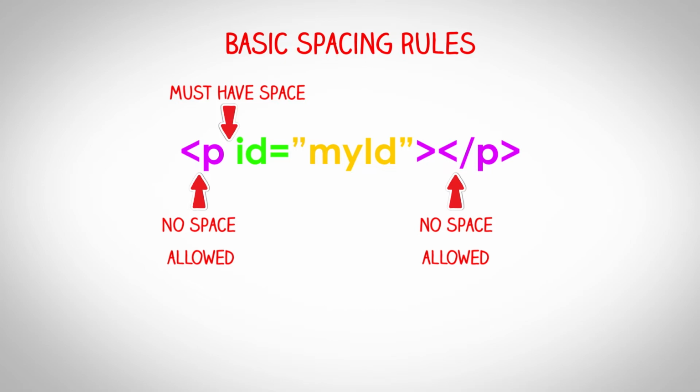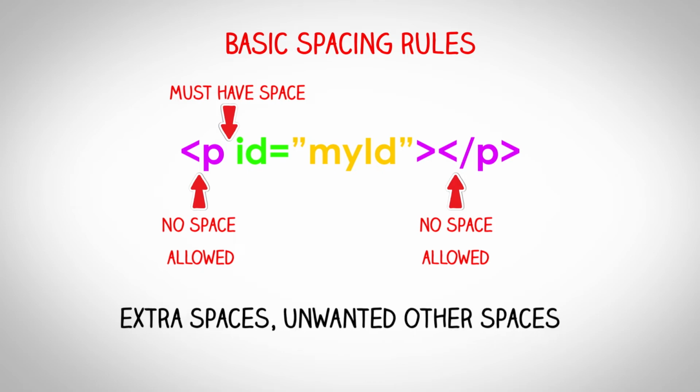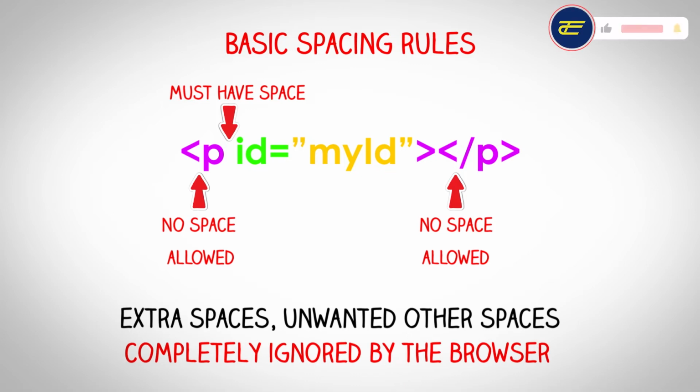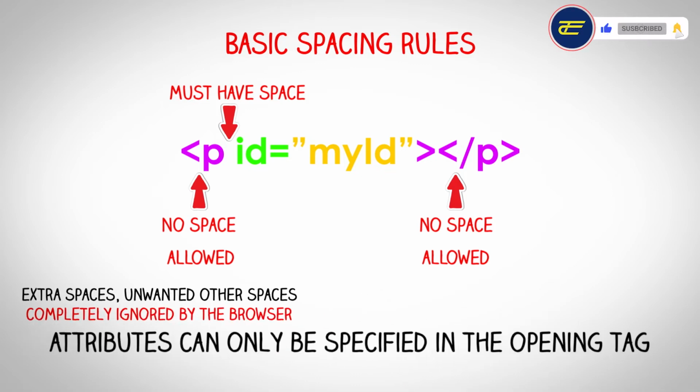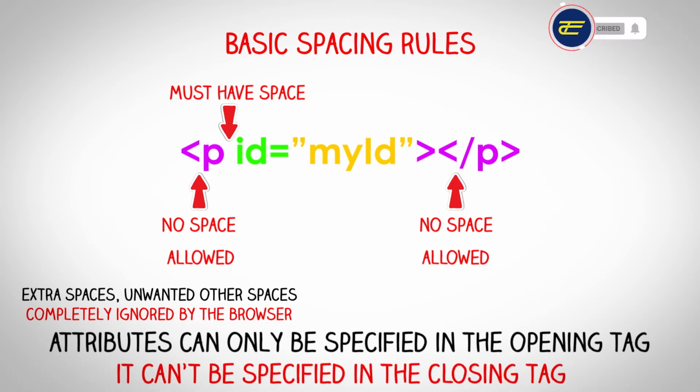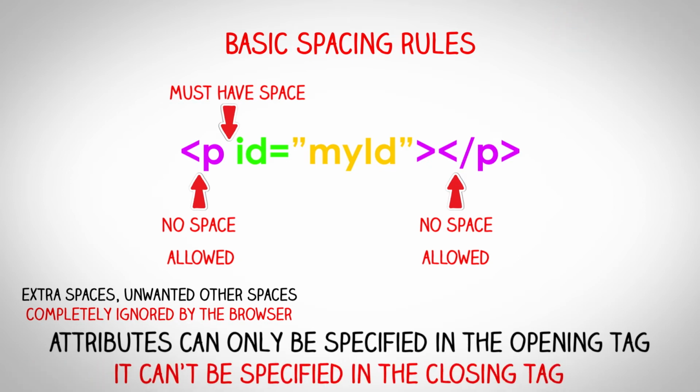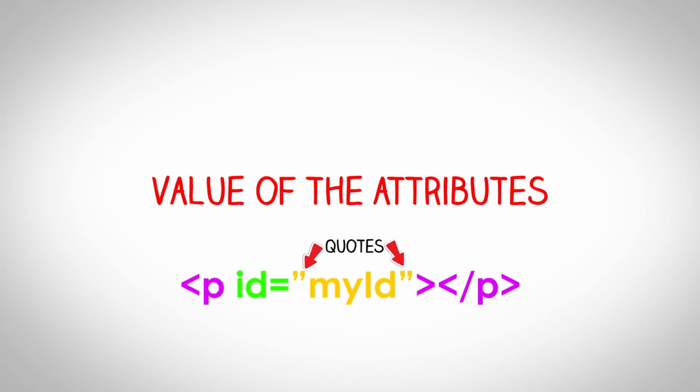So, if you have an extra space after the P element in the opening tag, or an extra space around the equal sign of the attribute name and value, or you have other spaces, even return characters, all of that is completely ignored by the browser. One more rule. Attributes can only be specified on the opening tag, so you can't specify an attribute on the closing tag. Now let's talk about the value of attributes for a minute.